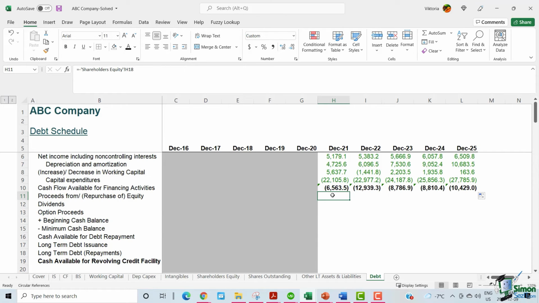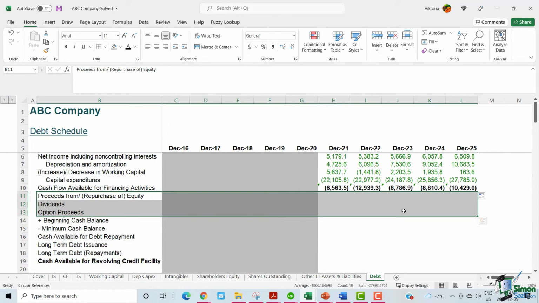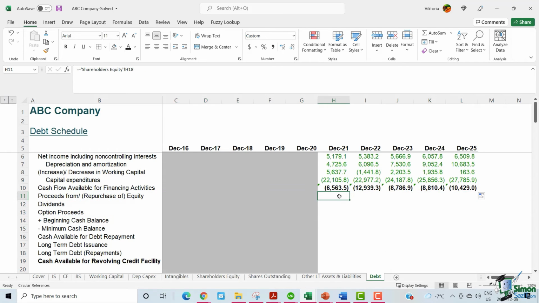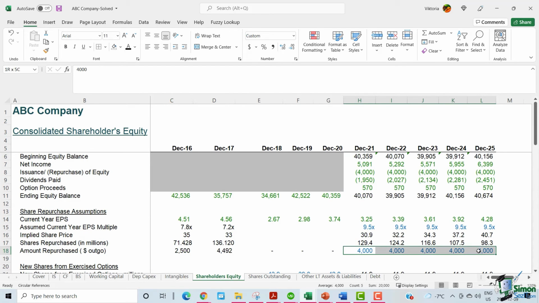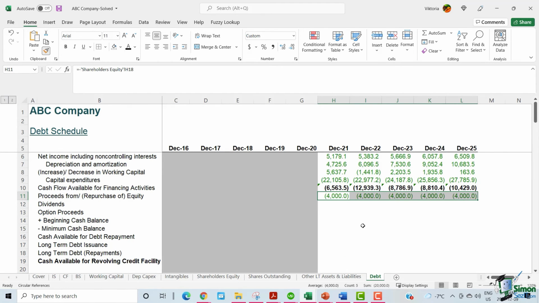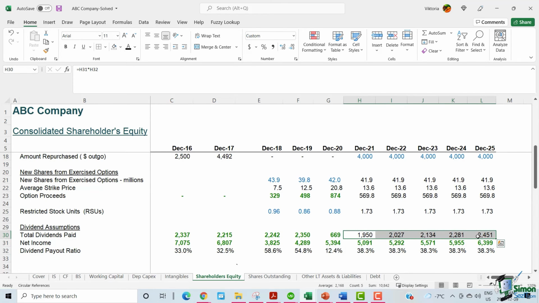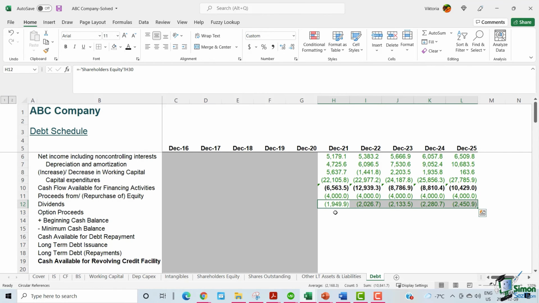After calculating the cash flow available for financing activities, we will be linking all the equity sources and uses of cash in these three lines from the shareholders' equity tab. Starting off with the repurchase of equity. We will now link the dividends. Option proceeds is the last item that needs to be linked from the shareholders' equity tab.